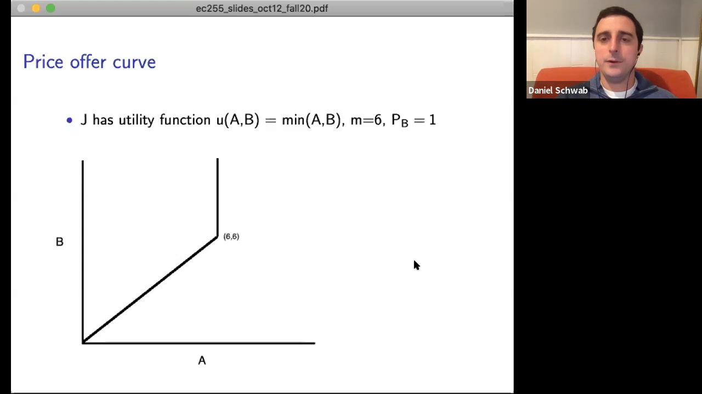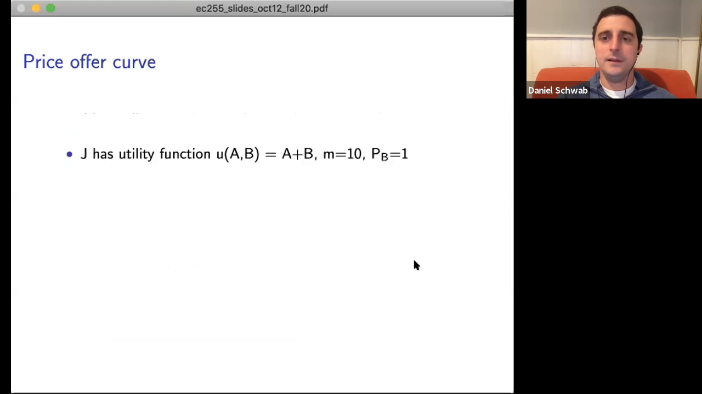So I think we're ready for a new example here. Our new example is that J has the utility function u of A, B equals A plus B. And we're going to set M as 10 and the price of bananas is 1. Okay, so what does this mean? Let's reflect on this for a second before we dive in. Utility of A and B is equal to A plus B. That means A gives 1 utility, B gives 1 utility. Oh, right, we've seen this. This is what we call perfect substitutes.